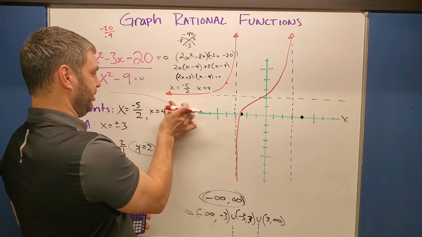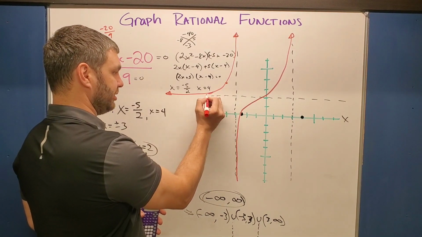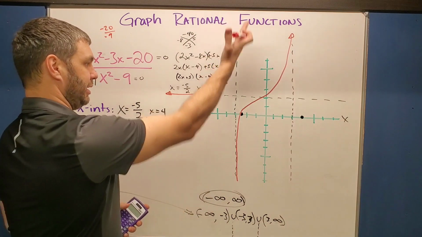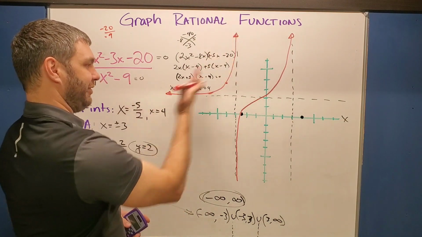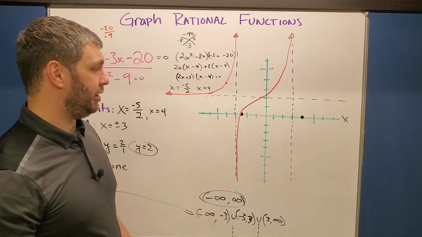So I don't know. I don't get too worried about that if my students don't know if it crosses or not. But this is how I would graph. So I want to see that I have this kind of a shape and that they have the correct asymptotes. That's really all I'm looking for on a test or quiz.